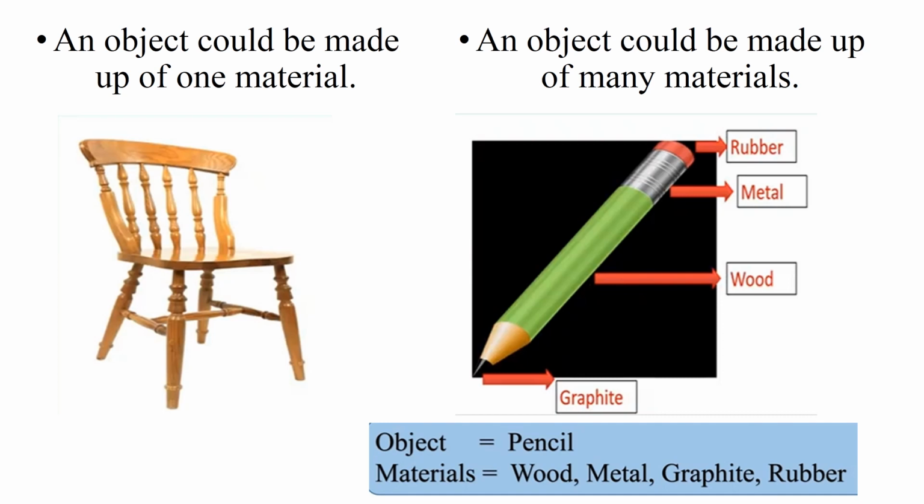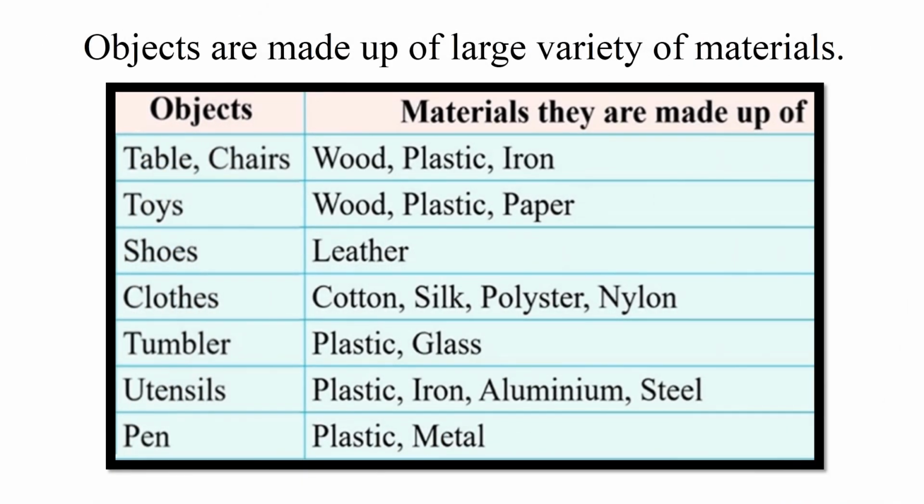Let's take some more examples. Here we have a chair that is made up of only one material. On the other side, we have a pencil that is made up of many materials, that is rubber, metal, wood, and graphite. Here, the pencil is an object and rubber, metal, wood, and graphite are the materials. Now we have understood a very important thing, that an object could be made up of a large variety of materials.